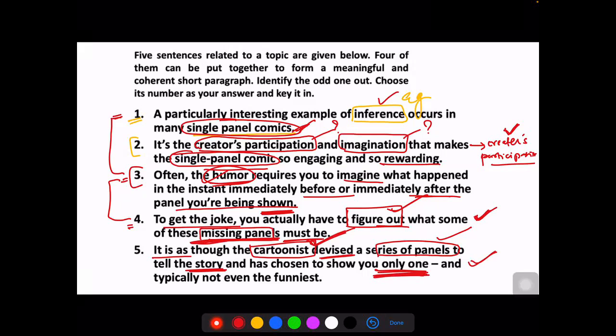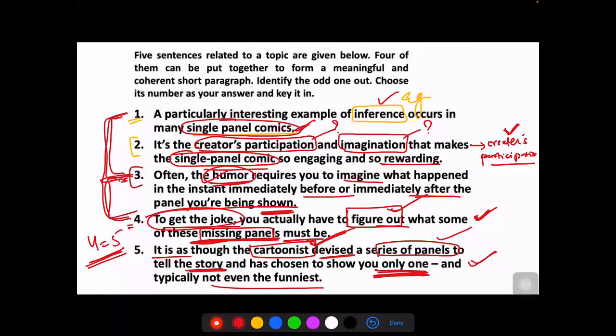So you know that 4 and 5 have a strong connection, because in the fourth option they are saying there are missing panels. In the fifth option, they are saying those panels are missing because the cartoonist knows them and you are shown only one, and typically not even the funniest. So you have to find out the funniest ones to get the joke. So now you can understand fourth and fifth have a connection, fourth and third have a connection, third and one have a connection. So ultimately the second sentence doesn't have any connection with any of the sentences. So that's why the answer will be second. Did you get it, Shreya?